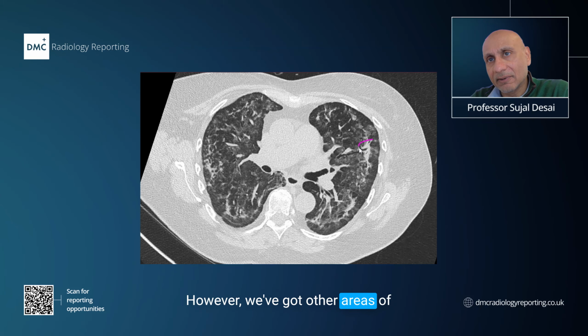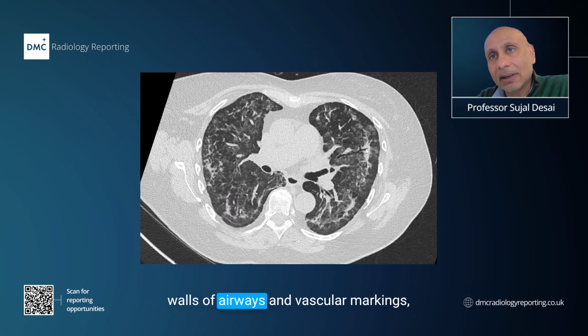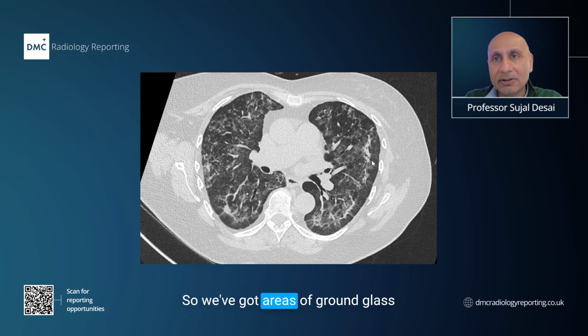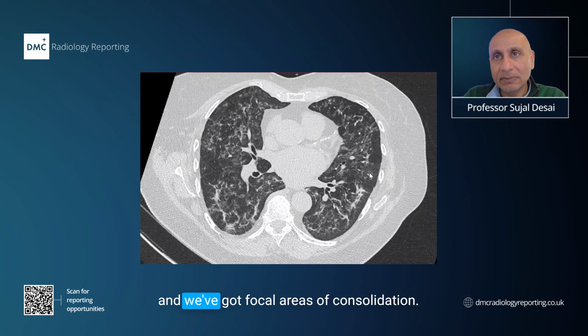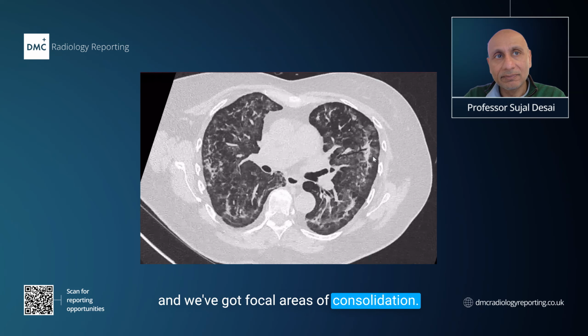However, we've got other areas of increased lung density, here, in the right lung as well, which do obscure the walls of airways and vascular markings. And that is the definition of consolidation. So we've got areas of ground glass opacification, probably the dominant pattern, and we've got focal areas of consolidation.